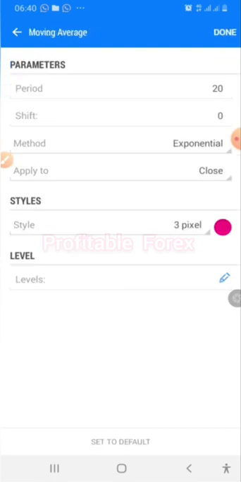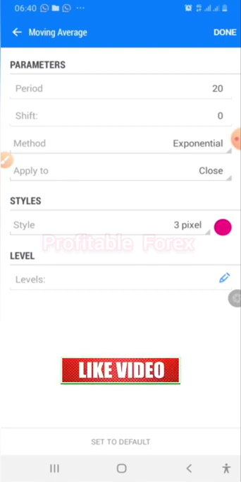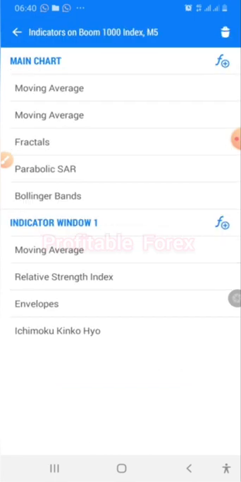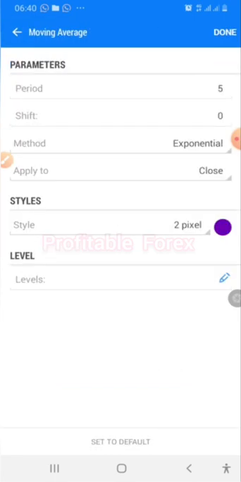The first moving average has period 20, shift 0, method exponential, apply to close, 3 pixel, and the color is pink. Of course, you can use any color of your choice. Click on done. The second moving average has period 5, shift 0, method exponential, apply to close, 2 pixel, and the color is purple. Of course, you can use any color of your choice.